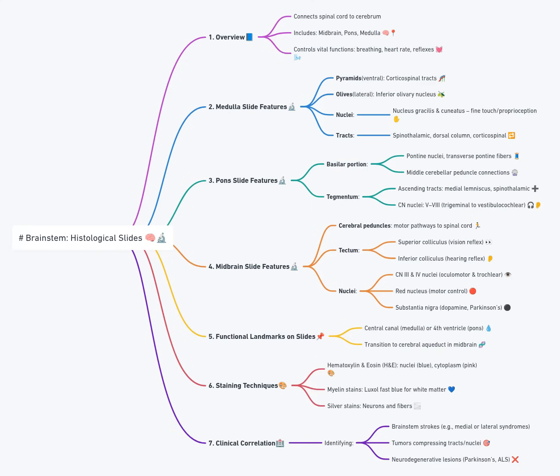You're viewing a series of histological and gross anatomical slides of the brainstem, arranged to build a three-dimensional understanding of its structure and function. Begin at the caudal end with medullary sections, progress through pons, and finish at the midbrain. Notice how each level shares common organizational themes yet contains unique landmarks.